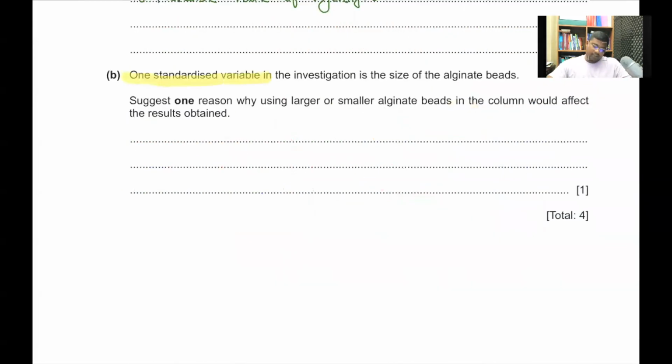One standardized variable in the investigation is the size of alginate beads. Suggest one reason why using larger or smaller alginate beads in the column would affect the results. You see, the size will affect the surface area to volume ratio. If the size is increased, then the surface area to volume ratio will decrease. So larger beads will slow the rate of diffusion of the starch into the beads and thereby their breakdown as well.